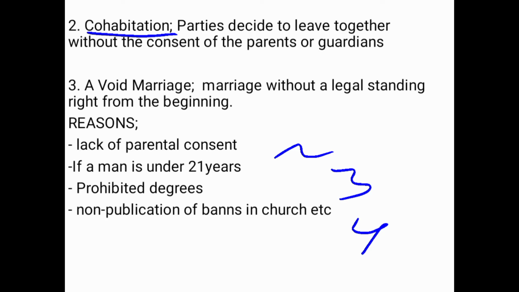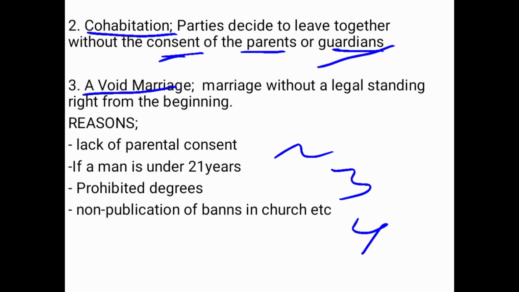Another union is known as cohabitation. Cohabitation is also a union regarded as marriage, but it is not recognized under the law. Are we together? It is not recognized. This is when parties decide to live together without the consent of parents or the guardians. They do not even know that our daughter is in Mufulira with a man. They don't even know. That is called cohabitation.